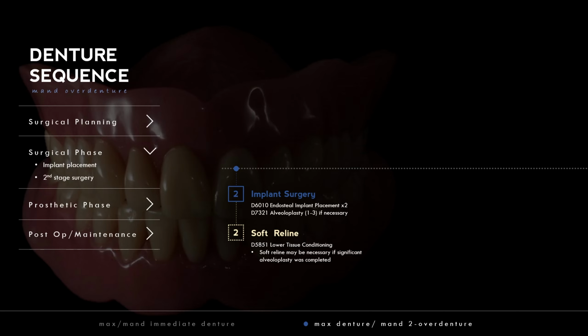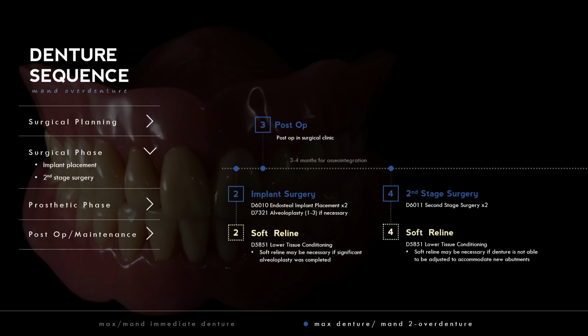So when you remove all that bone, obviously that ridge height has shrunk and you want to snug up that denture again to allow for a better fitting denture during the healing process. You'll have a 1-week post-op scheduled in the surgical clinic. And then from there, it's 3 to 4 months for osseointegration. And that allows time for the bone to grow onto the implant and stabilize that implant into the bone. At 3 to 4 months after, a second stage uncovery surgery can be scheduled where the implants will be uncovered and healing abutments will be placed.